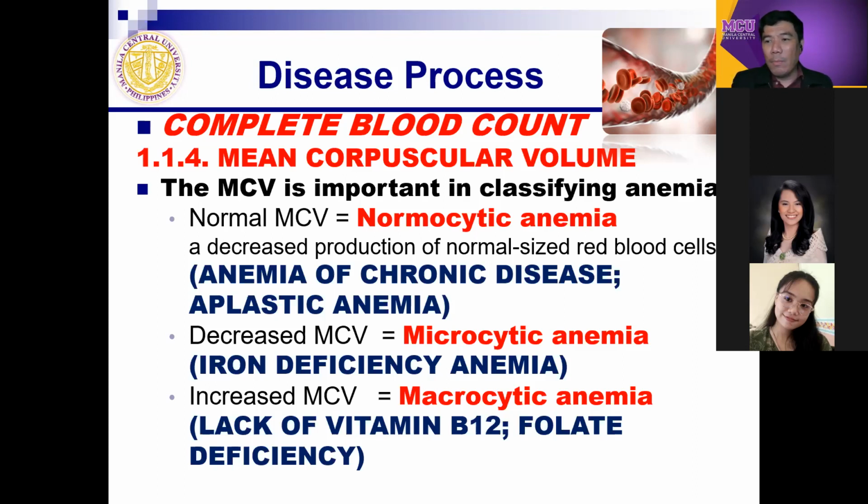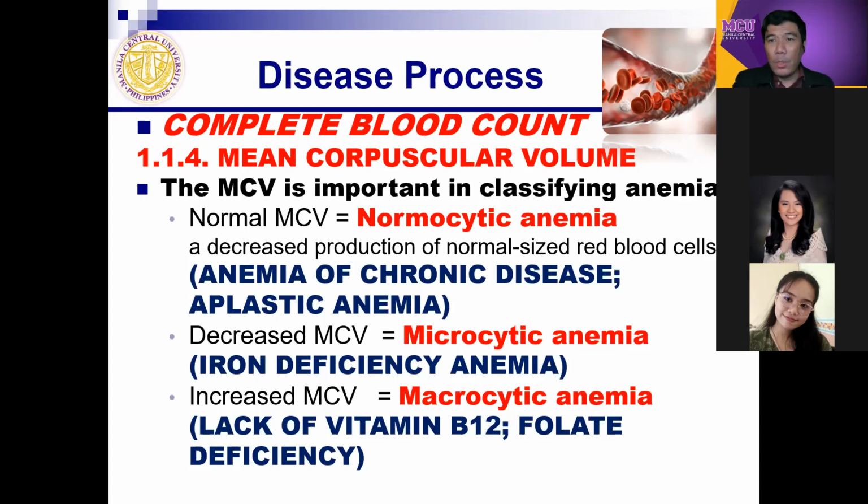So usually, ito po ay mga anemia po sa tinatawag nating anemia of chronic disease. So what do we mean by anemia of chronic diseases? So usually sa mga chances po na mga immunocompromised such as cancer, or those who may have problems with kidneys. So they are the ones that usually have normocytic anemia as a secondary effect.